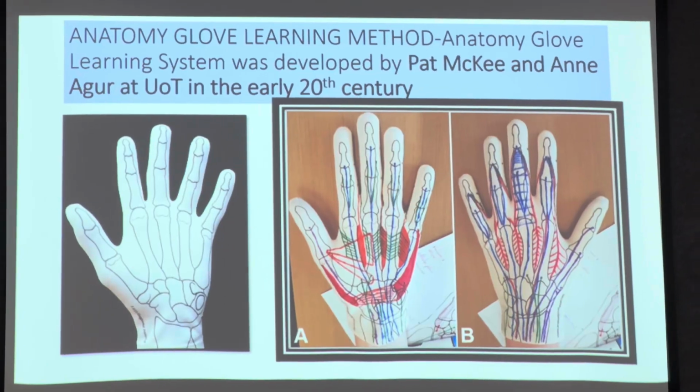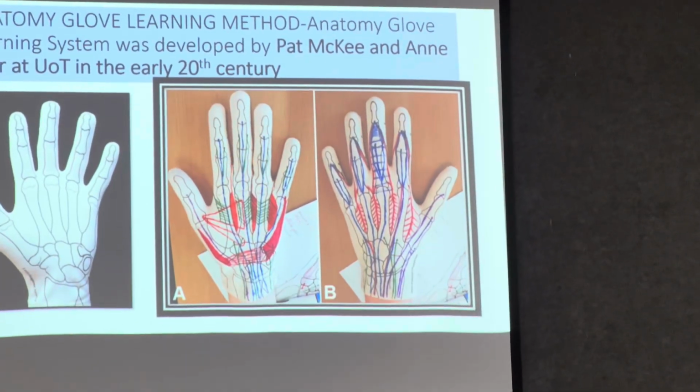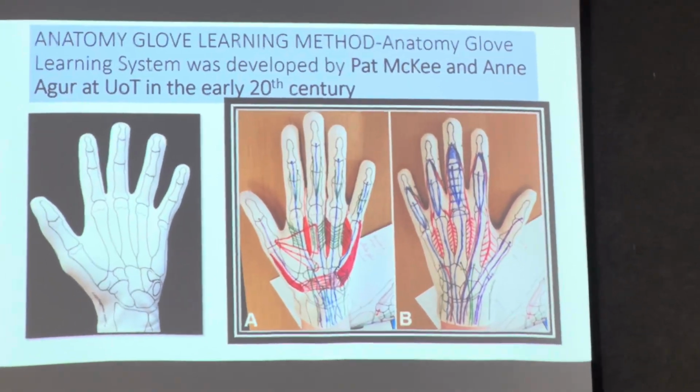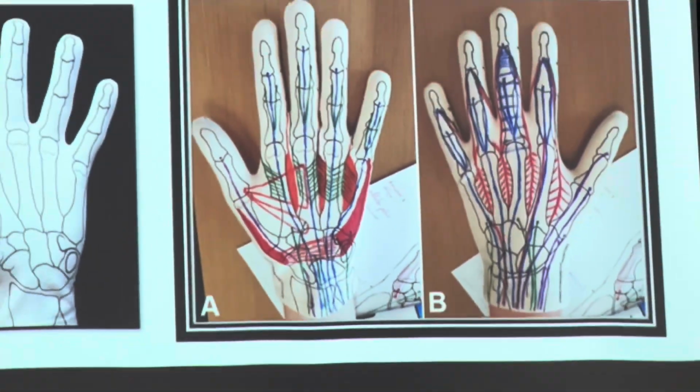So this is the anatomy glove learning method, which was introduced by Annie Agur at UOT in the very early part of the 20th century, before 2010.